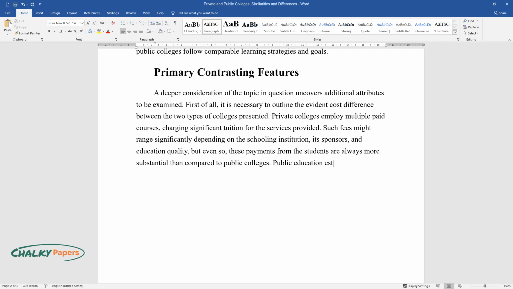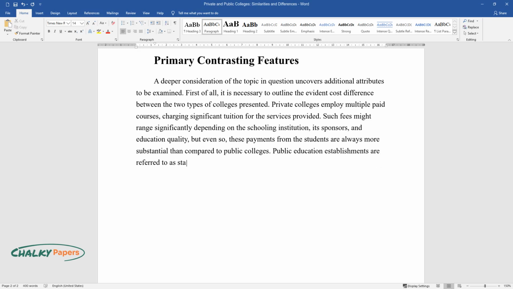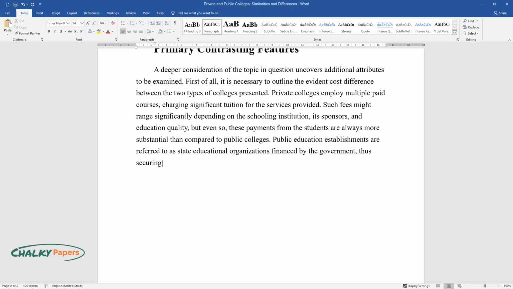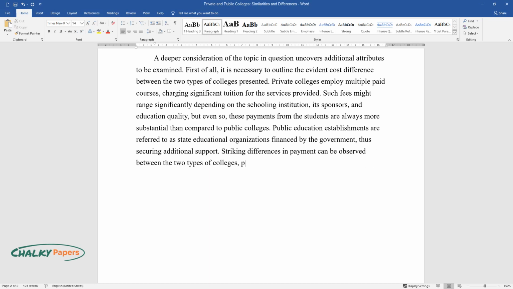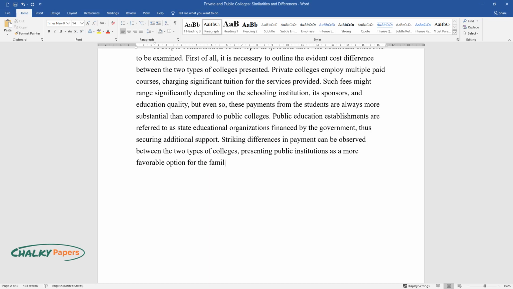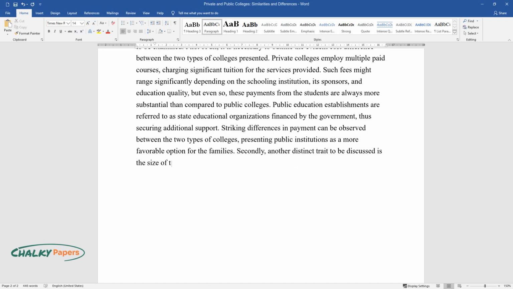Public education establishments are referred to as state educational organizations financed by the government, thus securing additional support. Striking differences in payment can be observed between the two types of colleges, presenting public institutions as a more favorable option for the families. Secondly, another distinct trait to be discussed is the size of the institutions.